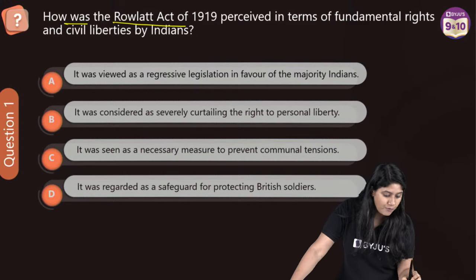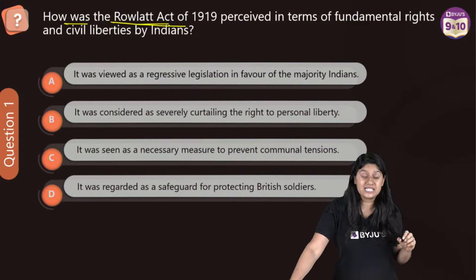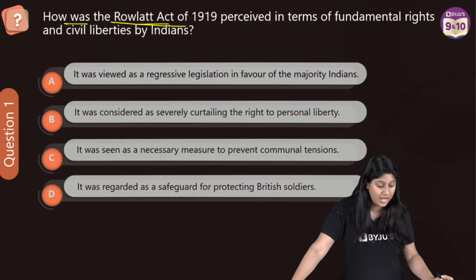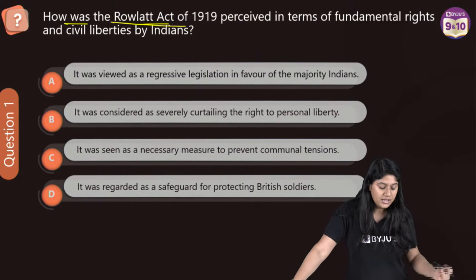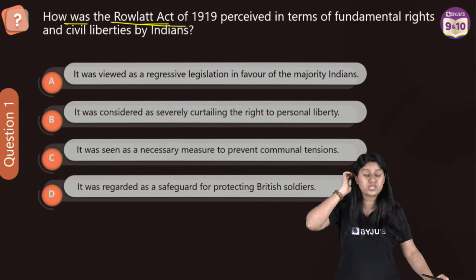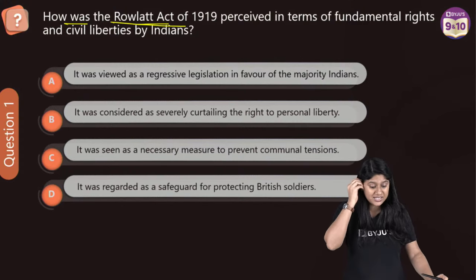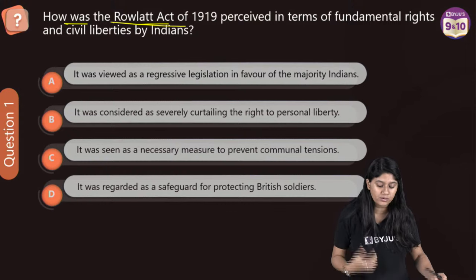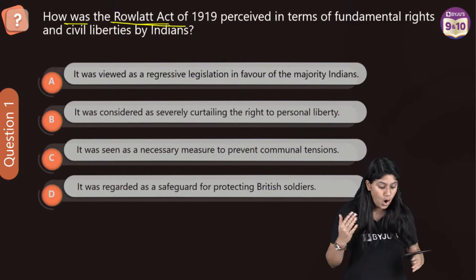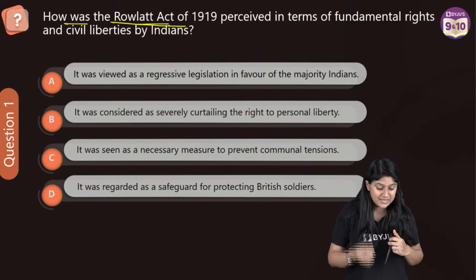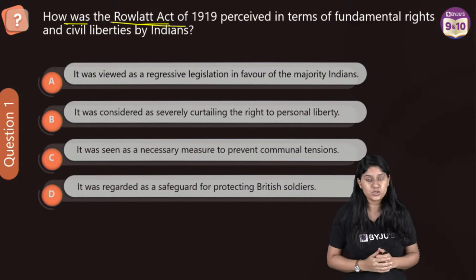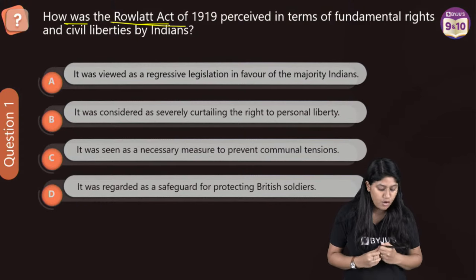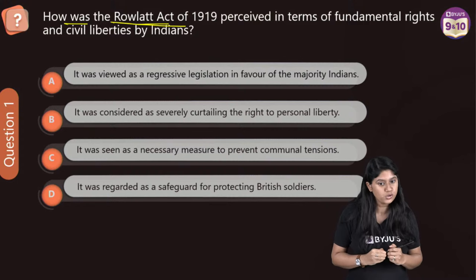How was the Rowlatt Act of 1919 perceived in terms of the fundamental rights and civil liberties by Indians? A. It was viewed as a regressive legislation in favor of the majority of Indians. B. It was considered as a severe cruelty in the rights of personal liberty. C. It was seen as a necessary measure to prevent communal tension, or it was regarded as a safeguard for protecting British soldiers.